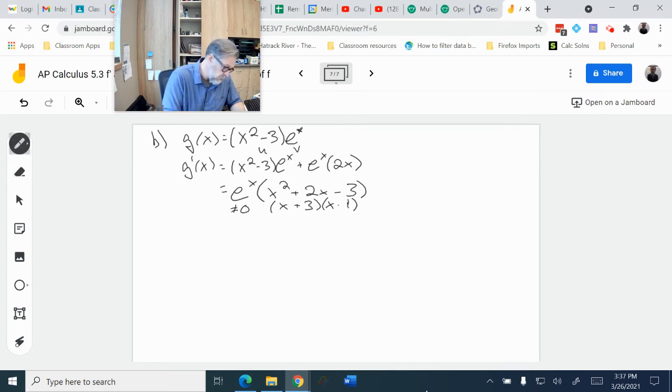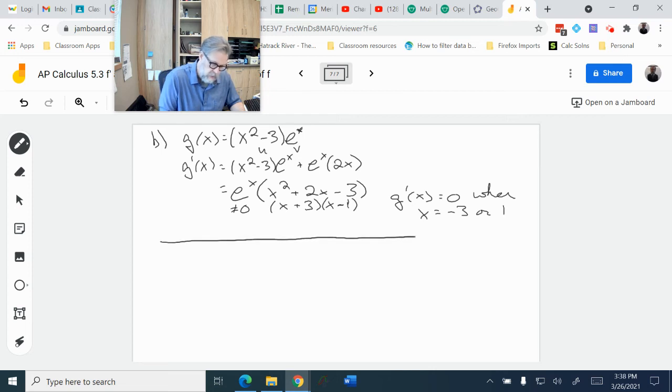That's a minus. Which means that g prime of x equals 0 when x equals negative 3 or positive 1. Drawing my chart. Again, really, really important. Draw the chart, draw the chart, draw the chart. g of x, g prime of x, it's equal to 0 here and here.